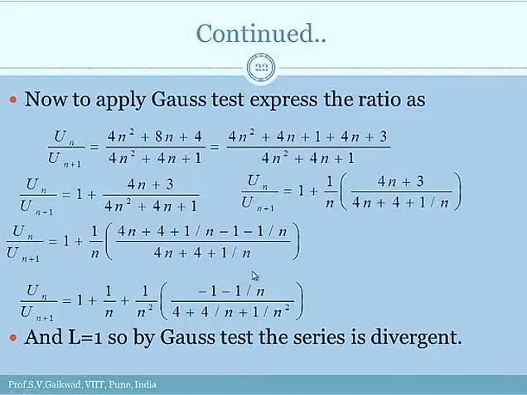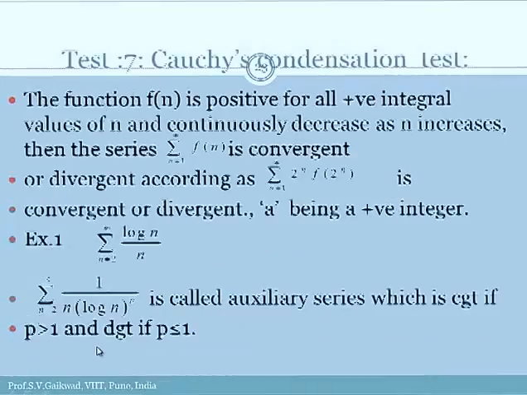Now this term is bounded, and L here is 1 by n, so L is equal to 1. By the Gauss test, this series is divergent. Expressed in the form 1 plus L by n plus 1 by n square into some bounded term, this is bounded as n tends to infinity, you get a finite value. You are getting 1 by n square outside, and this is L by n. So this L is required for us for the test. This L is 1, so by Gauss test, this series is divergent.